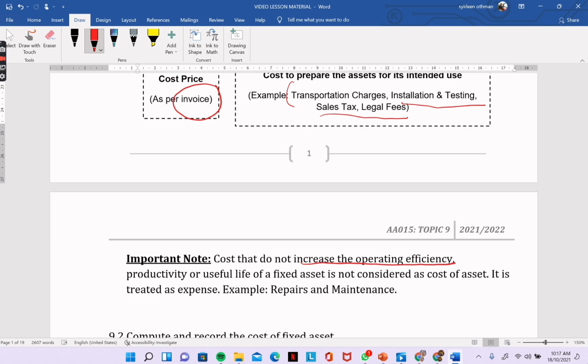So you must remember that costs which do not increase the operating efficiency, that means a payment or cost that we are forced to pay but does not give any increase or improvement to the asset, won't be considered as a cost of the asset. That will be treated as expenses. So we must understand the cost incurred. The purpose is actually to increase the efficiency of the asset, the productivity, and also to increase the useful life of a fixed asset. That one will be included in the cost price. Other than that, should be treated as expenses.